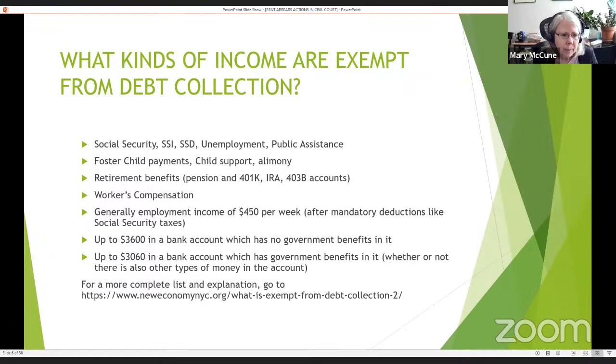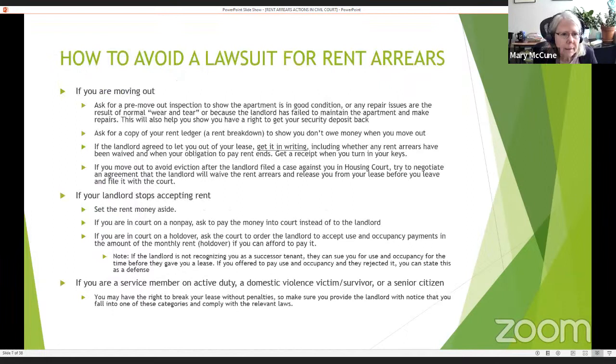These figures are based on the minimum wage. It's a very complicated formula. I'm not going to bore you with it, but it does change from time to time. So this is what it is right now, but it could go up if the minimum wage changes. And this website, the New Economy Project, they keep up to date a flyer on that, a handout that you can download and keep for reference.